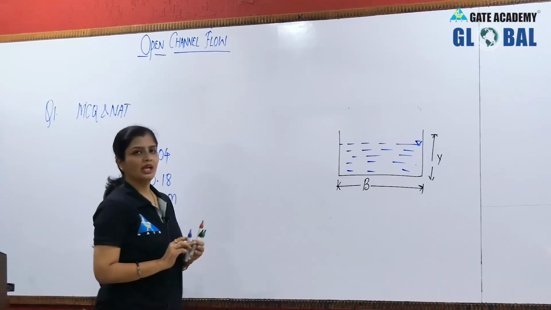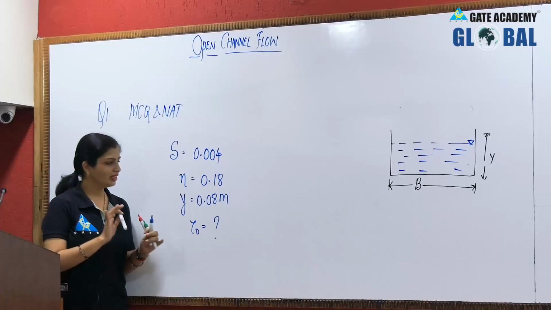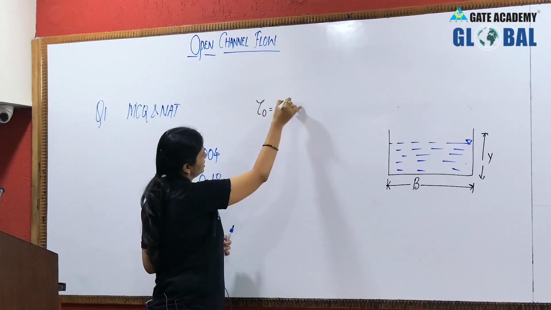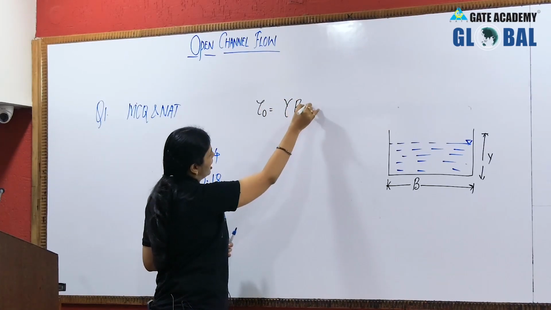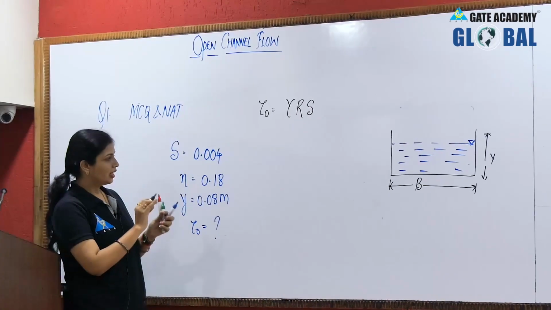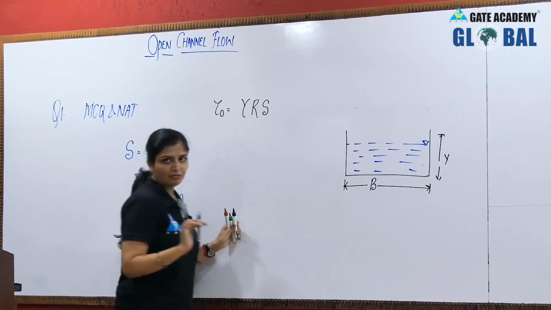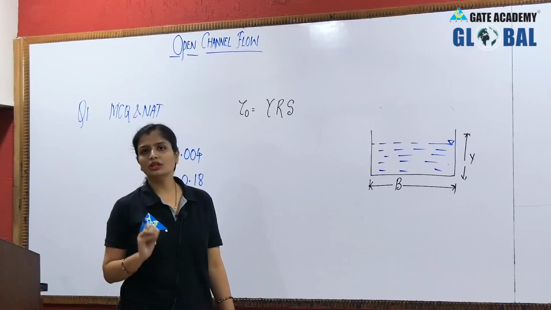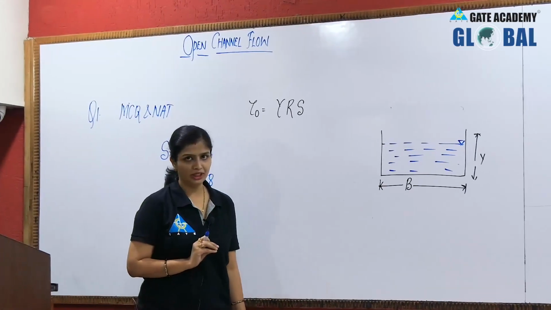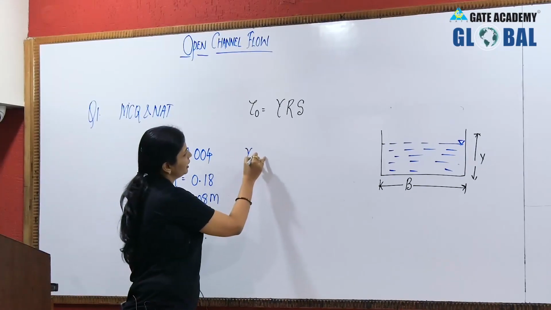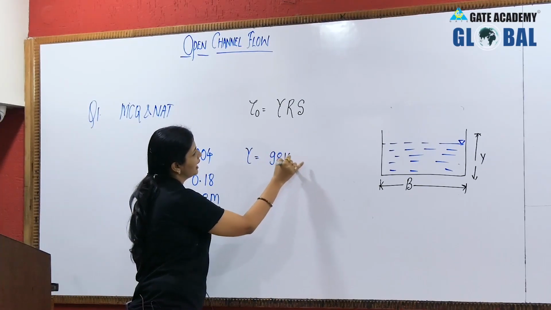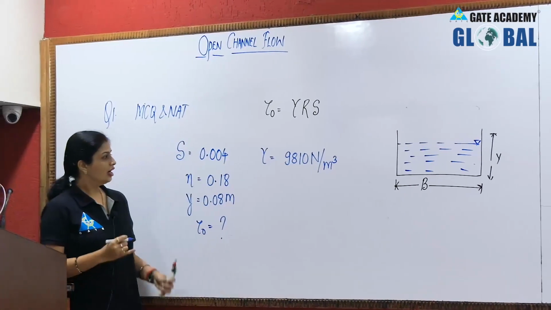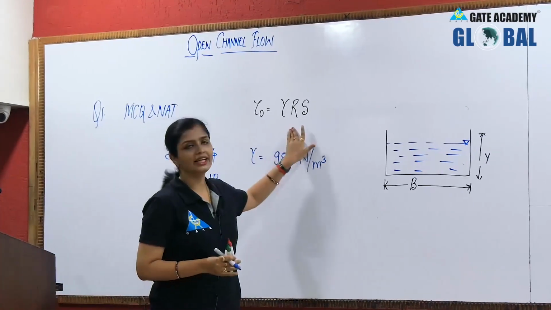Now what is happening? First of all, just see how can we calculate the value of tau naught. You know the formula that boundary shear stress can be calculated by gamma RS. Fine. Now, gamma value, if you can see the option, it is in Newton per meter square, and you know gamma is equal to 9.81 kilonewton per meter cube. But if I want to get the value in Newton per meter cube, I will write it as 9810 Newton per meter cube.